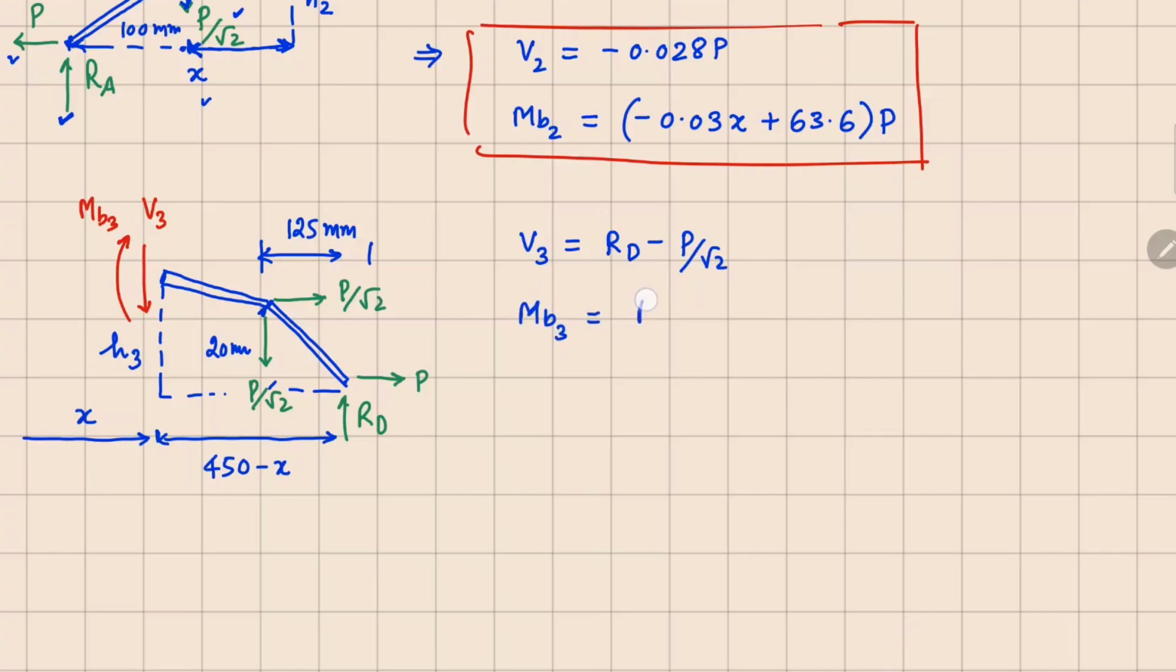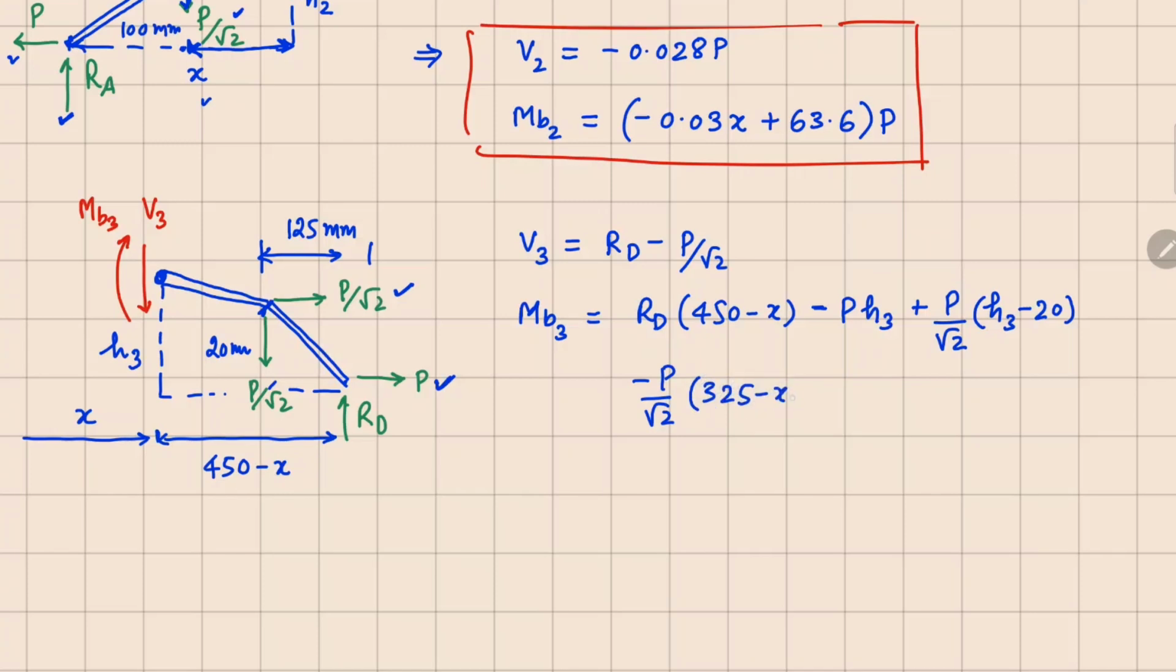and your MB3 can be written as RD times 450 minus X. I am taking moment about this point, and then you are going to get your P moment, which is at a height of H3 for this one with a negative sign. Then your two forces from the muscle, so H3 minus 20 for the horizontal component and minus P over square root 2 times 325 minus X, because about this point this vertical component is sitting at this distance, which is going to be 450 minus 125, so it becomes 325 minus X.